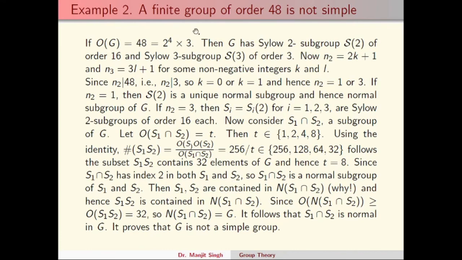This is another example in which we will show that a group of order 48 has a non-trivial normal subgroup. A group which has no normal subgroup other than the identity and itself is called a simple group. So a group is said to be simple if it has no normal subgroup other than identity and itself. We will show that a group of order 48 is not simple.